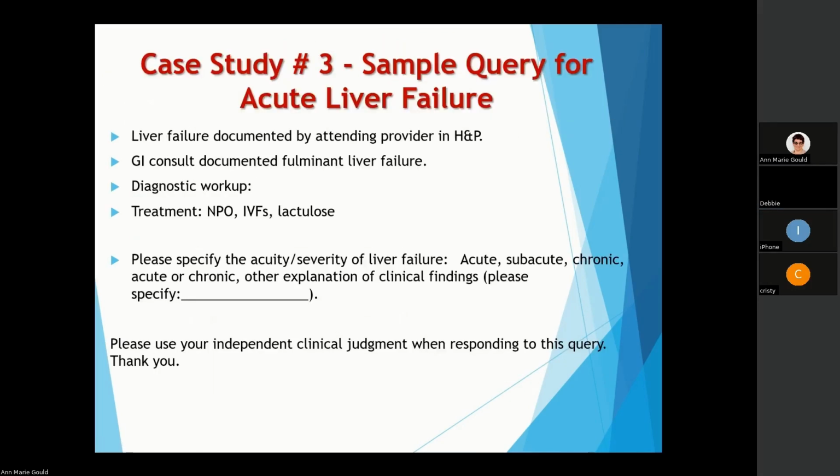That's it. And this is what we're going to clarify. Is it acute liver failure? Is it acute, subacute, chronic, acute on chronic, or other? And then in this regard we'll have it specified.